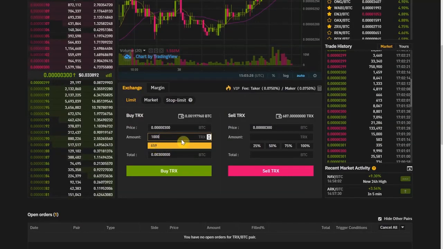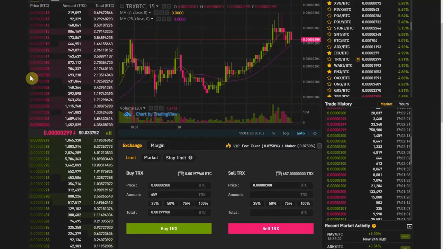I don't have enough BTC to buy 1000 TRX, but you can also use the percentages. So let's say I wanted to buy 100% of all my BTC holdings, which are here. Just click 100% and you buy at 300.